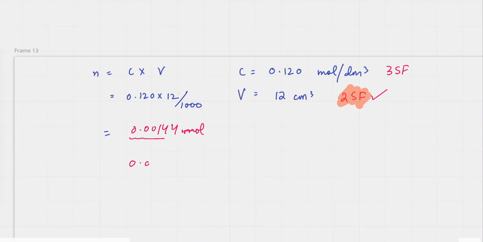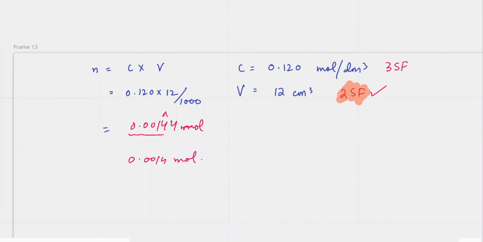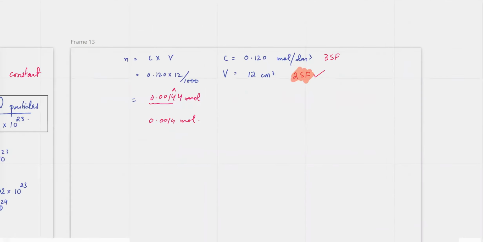So it's going to be 0.0014, round it off at the second. You'll just call it 0.0014 moles, not 44. Is this clear? Yes. Sidra, is this clear? Oswa, Reed, is this clear?